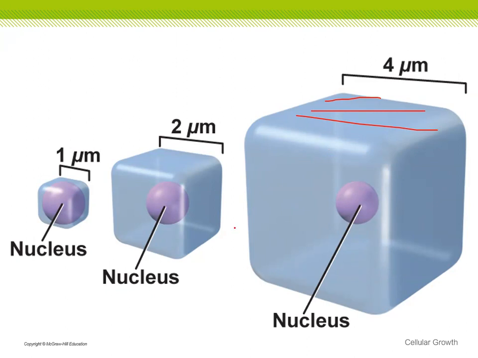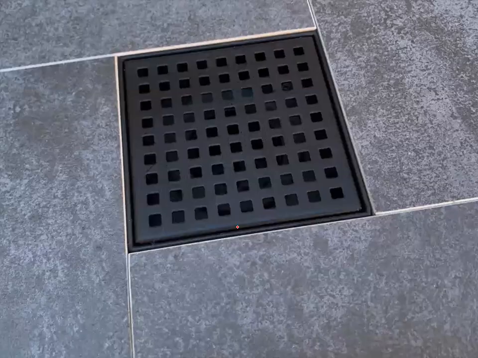All the nutrients pass through this membrane, right? And all the waste exits out of it. So if a cell is too big, it can't communicate effectively. It can't control itself properly. If it's too small, there's nowhere to fit the nutrients. So you kind of want somewhere that's a little bit in between.